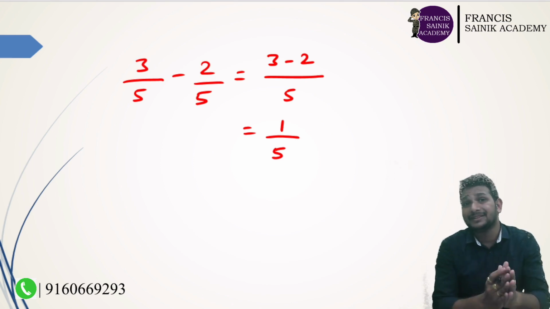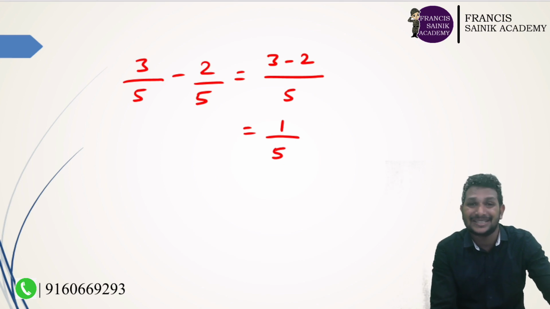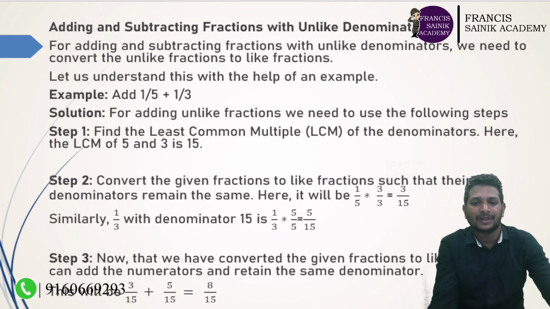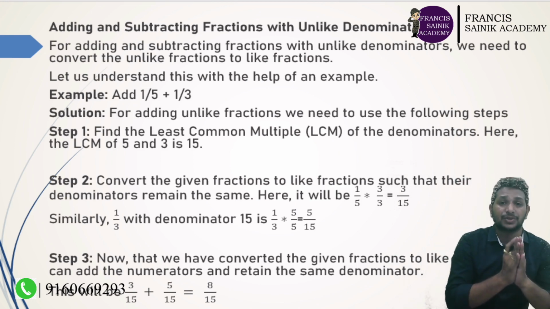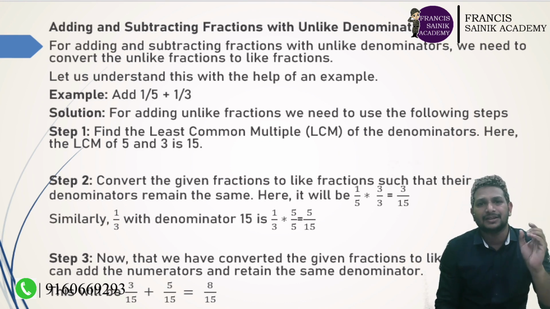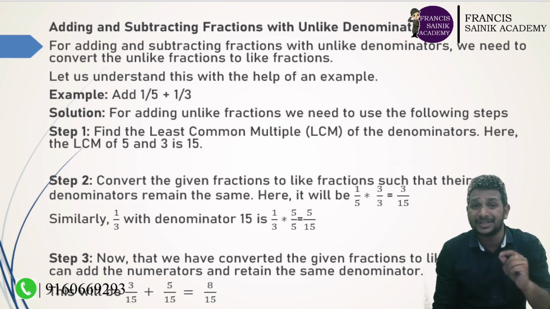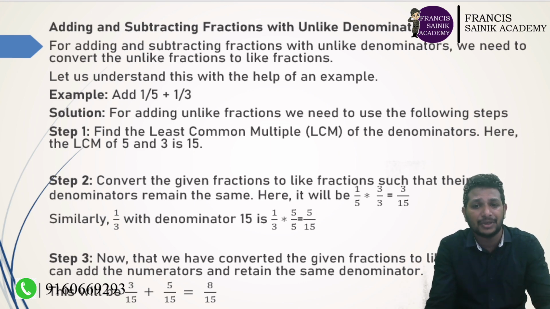Now what if they ask to find the addition or subtraction for unlike fractions? Let's see that also. Whenever they ask to do addition or subtraction for unlike fractions, first try to make the fractions into like fractions. The first step is to convert the unlike fractions to like fractions. What is the process of converting unlike fractions to like fractions? The first step is to take out the LCM of the denominators.